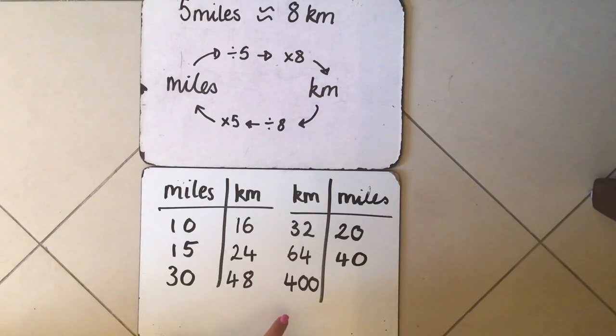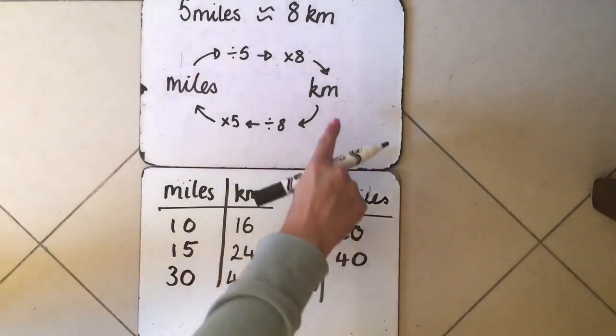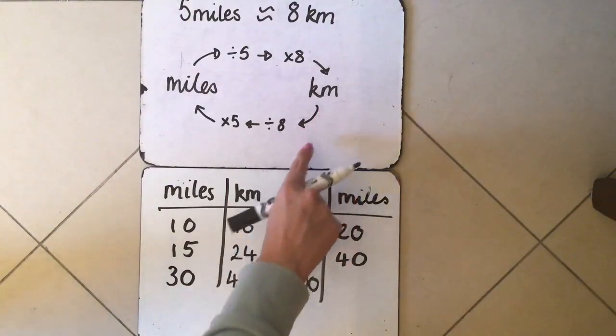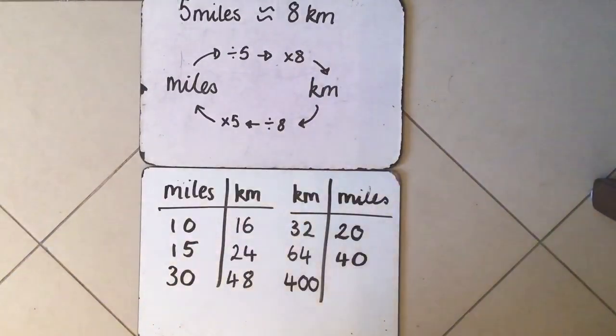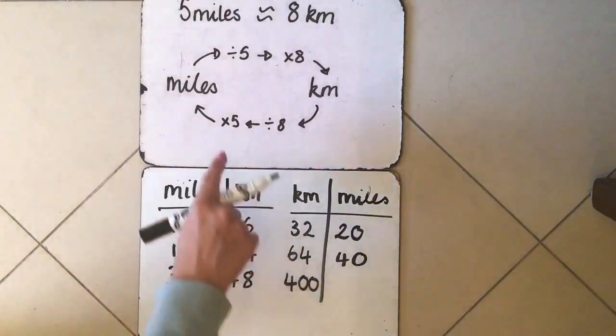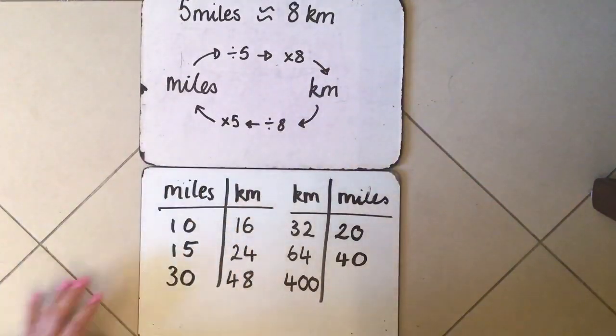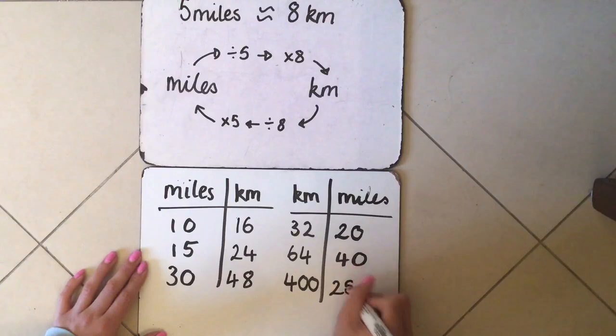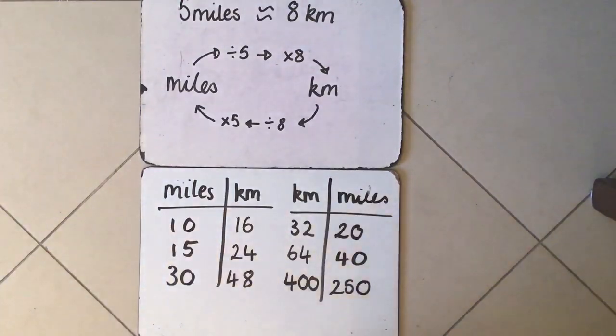The last one, 400, bigger number now. I know that 400 is very similar to 40. I'm going to remember that when I'm dividing. So 400 divided by 8, I know that 40 divided by 8 is 5, therefore 400 divided by 8 is going to be 50. And then I'm going to do 50 times 5, which is 250.